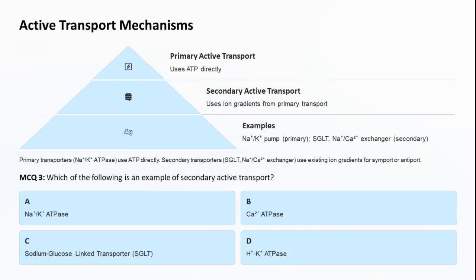Here's your next challenge. Which of the following is an example of secondary active transport? A. Sodium-potassium ATPase. B. Calcium ATPase. C. SGLT. D. H plus K plus ATPase. Post your answer in the comments.